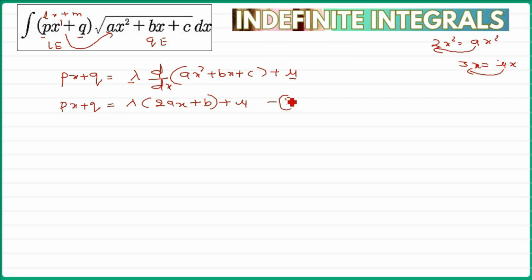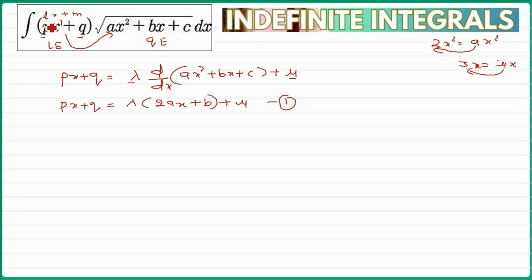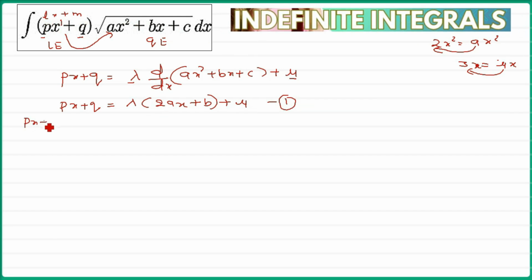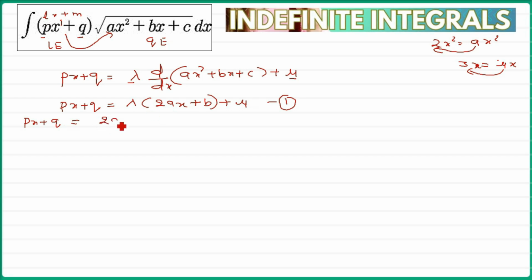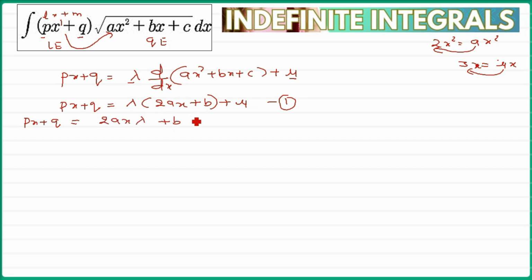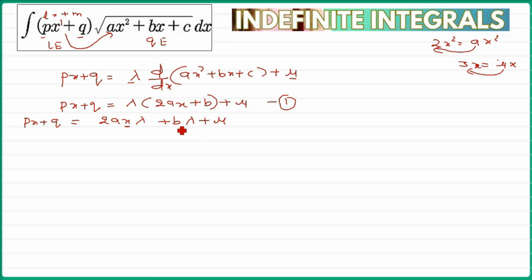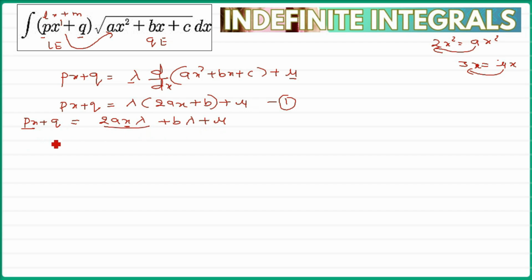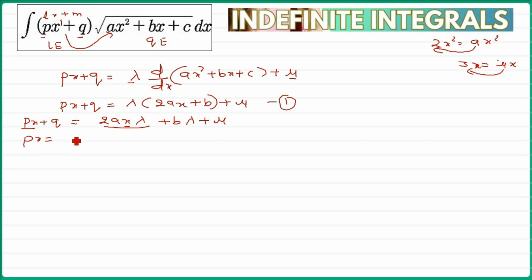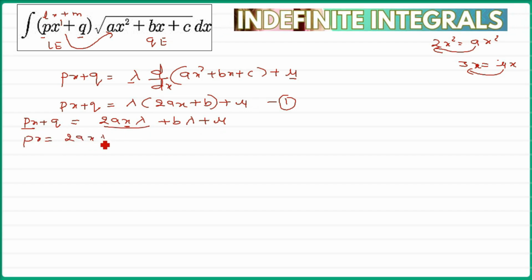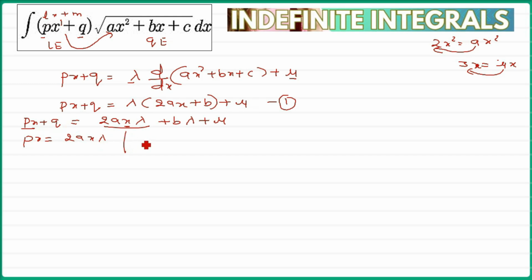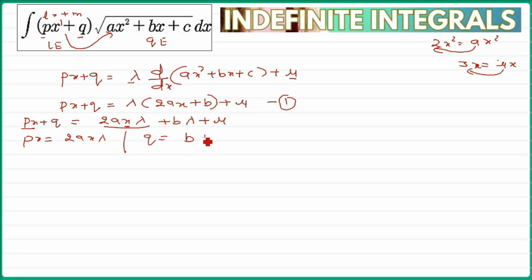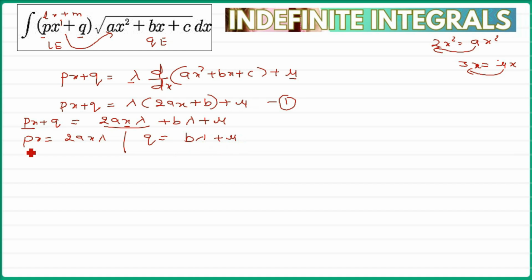This equation is very important because we are going to replace px plus q by this equation in the later part. So on the left hand side px plus q, let's equate it with these similar terms. So we have 2ax lambda plus b lambda plus mu. We will make these similar terms equal. So px equals 2ax into lambda. This is our first equation. We are just equating the similar terms. Q is a constant, so it will equal b lambda plus mu.